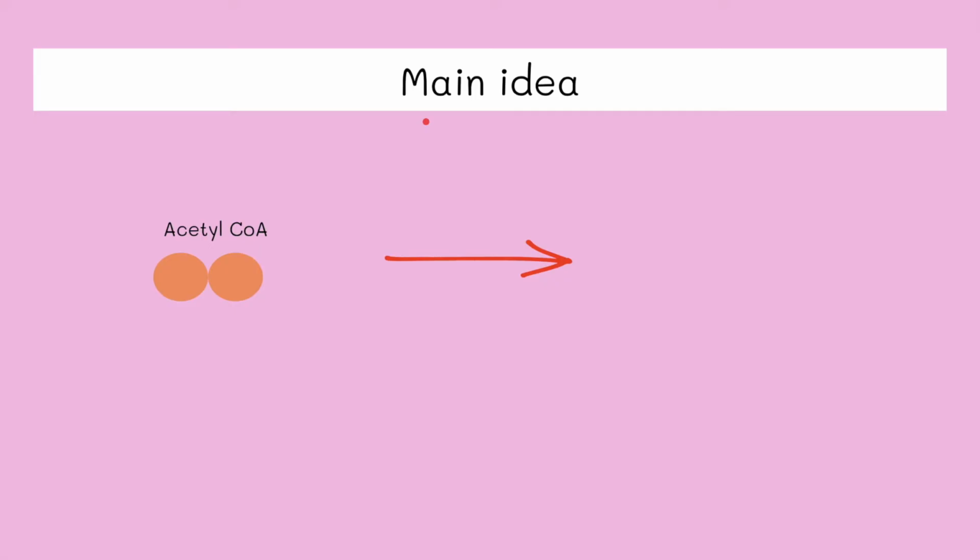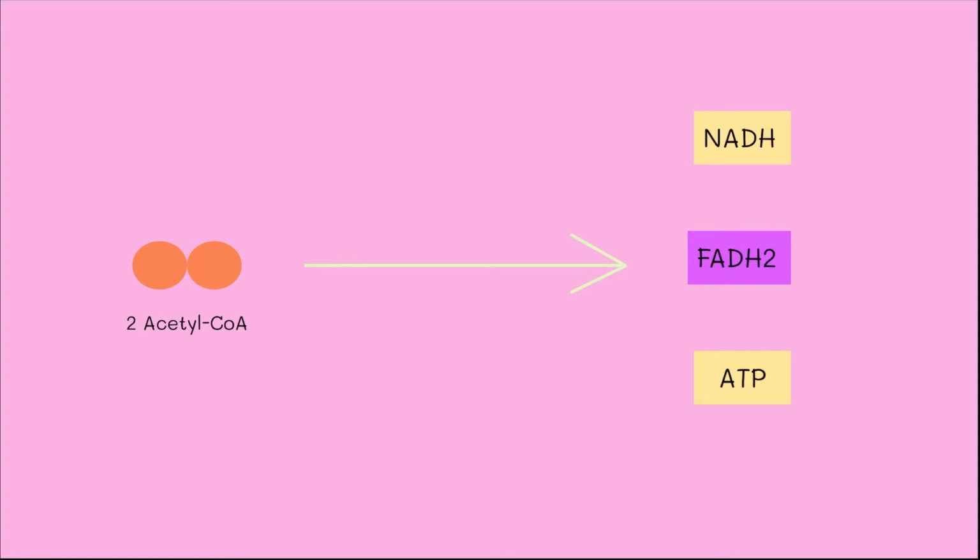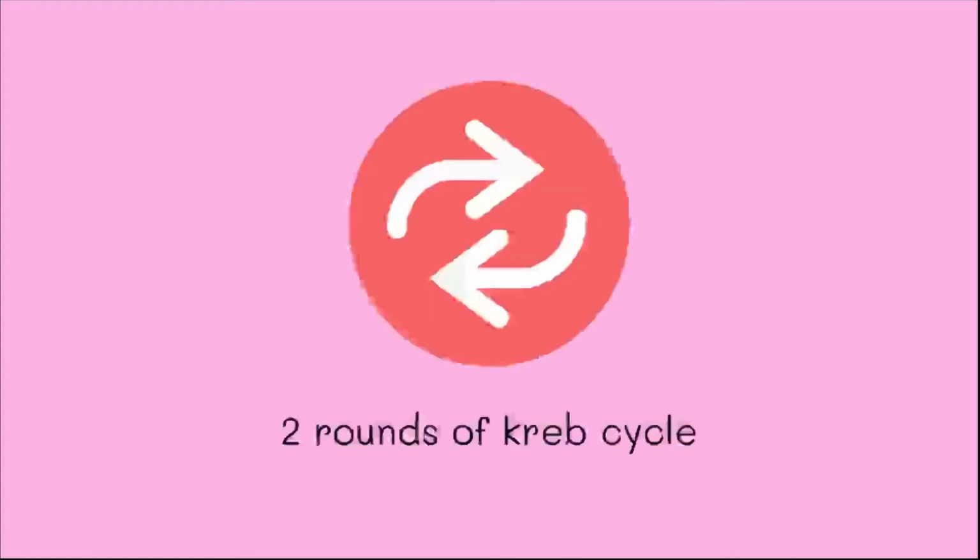The main idea of the citric acid cycle, or Krebs cycle, is to oxidize acetyl-CoA and get FADH2 and NADH. The Krebs cycle happens in the matrix of the mitochondria. Acetyl-CoA enters the cycle to produce NADH, FADH2, and ATP. We need 2 rounds of the Krebs cycle to break down 1 glucose because only 1 acetyl-CoA can enter the cycle at a time, and we have 2 acetyl-CoA.